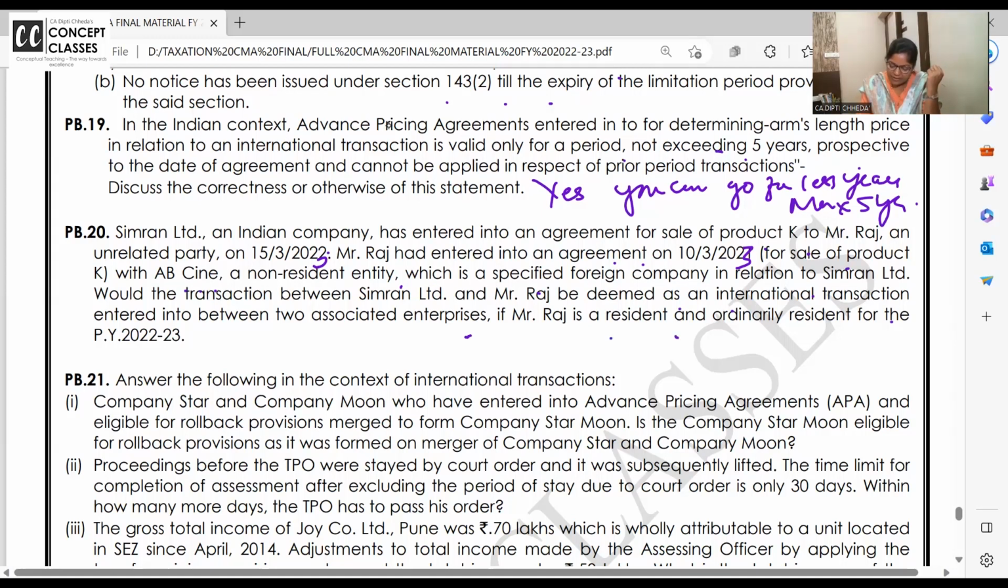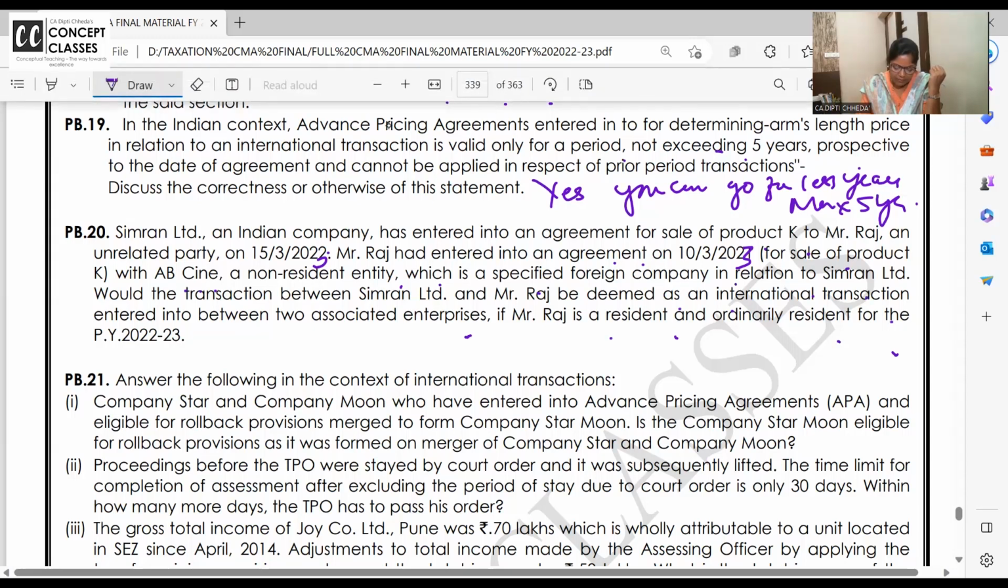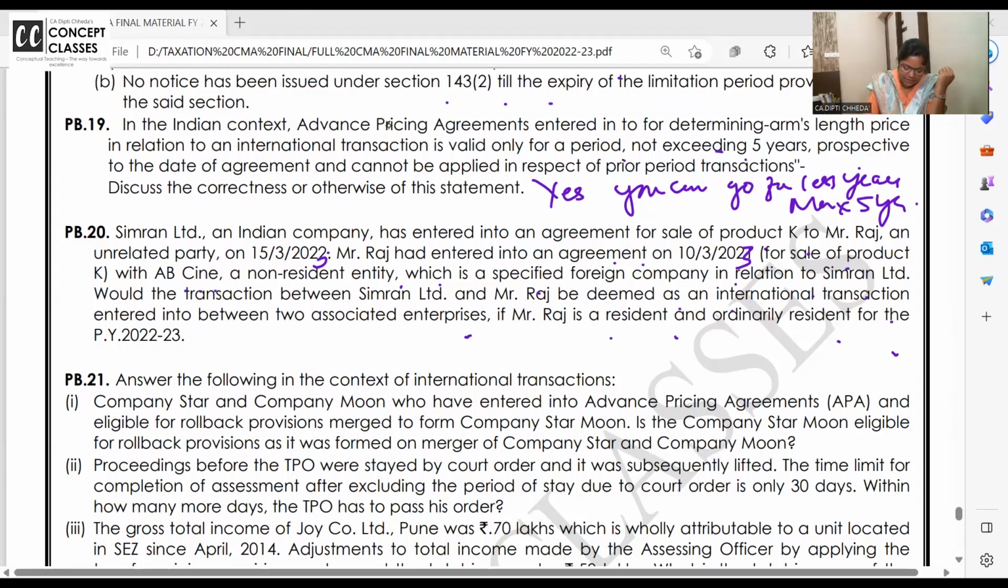Mr. Raj is resident and ordinary resident, and another is non-resident, and they have entered into a transaction, and it's a specified foreign company. Will it be an associate enterprise? Yes. Answer is yes. When it is a specified foreign company, 26% up to specified foreign company, 115BBD is not there, but assuming 26% and more, it is their shares in the specified foreign company. And answer is yes, it is applicable.